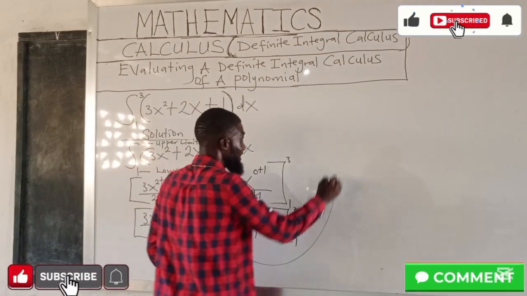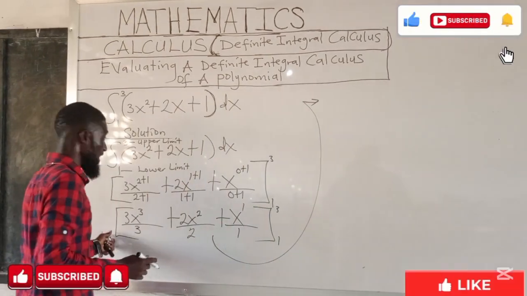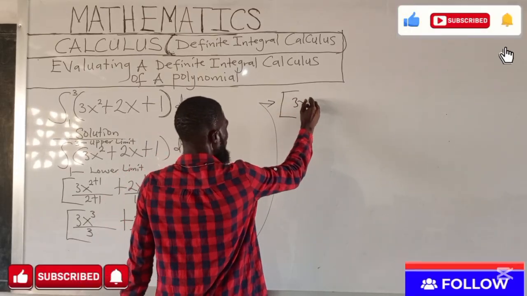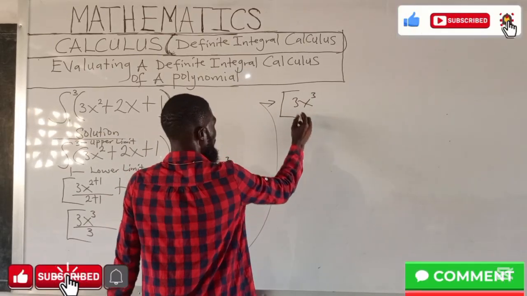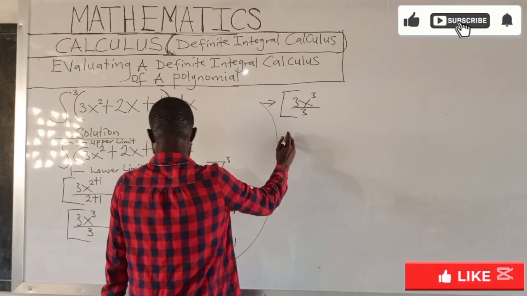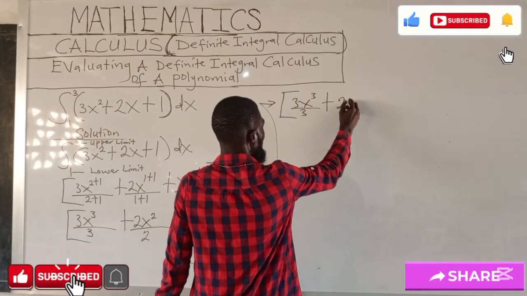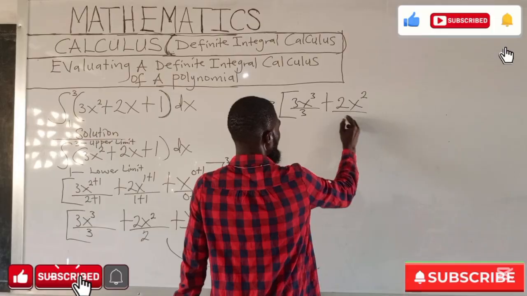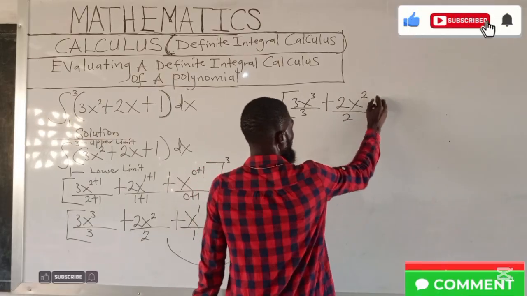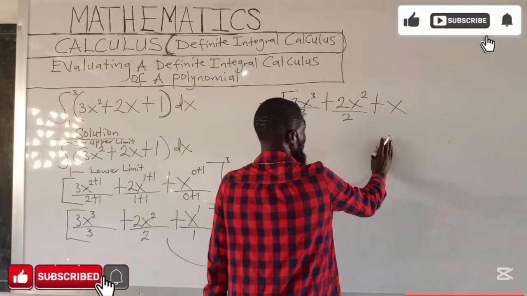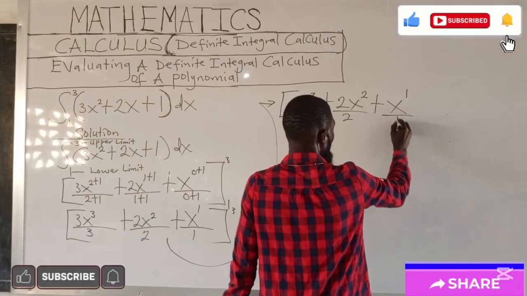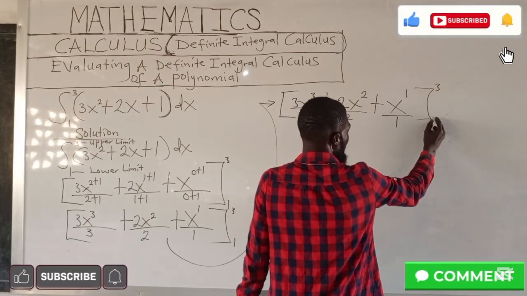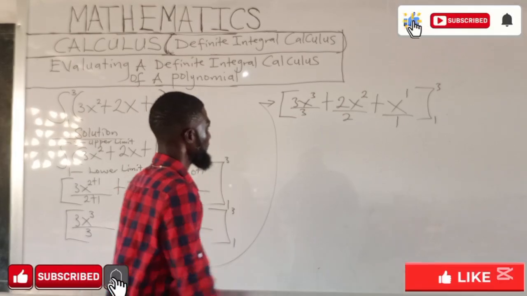So on this note, ladies and gentlemen, in our merge we have this bracket open. You see 3x raised to the power 3 over 3 plus 2x raised to the power 2 over 2 plus x raised to the power 1 over 1. What do we have? Bracket closes, the upper limit is 3, while the lower limit is 1.